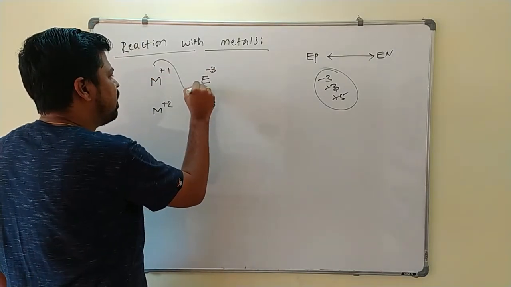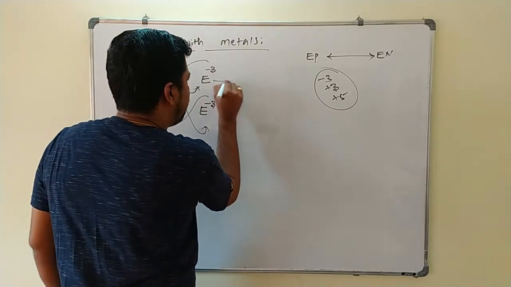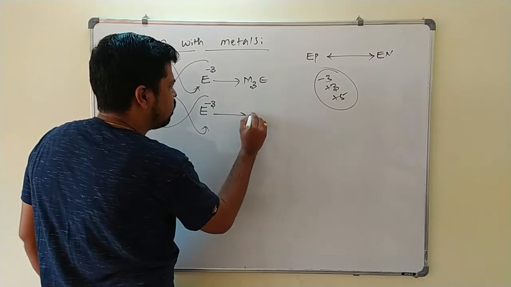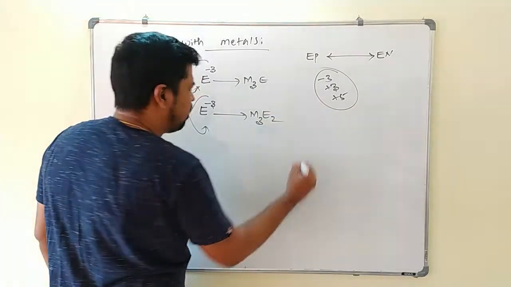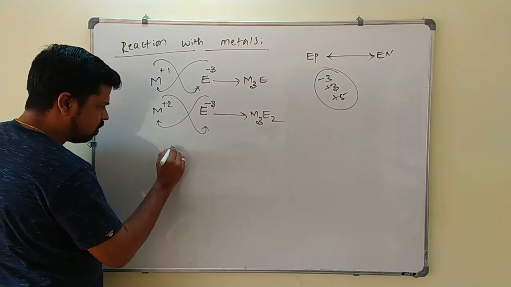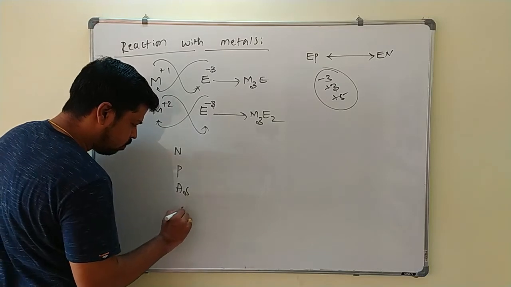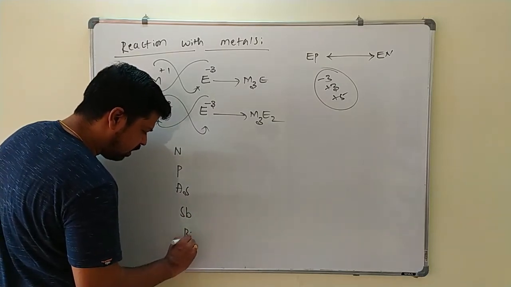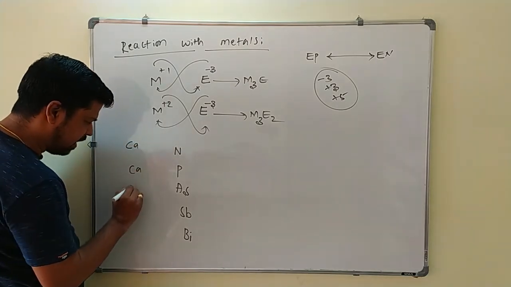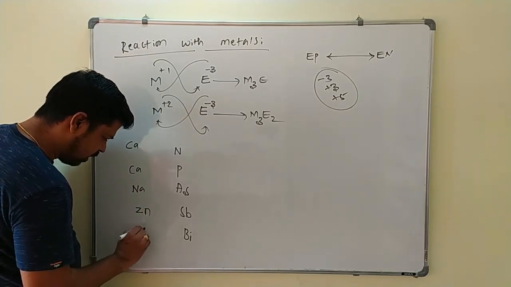This is -3 and this also -3. Now you cross multiply the charges like this. This you will get as an M3E type of compound, and this will be an M3E2 type of compound. Now we will react these group 15 elements with the metals. So I will take nitrogen, phosphorus, arsenic, antimony and bismuth. This is a group 2 element, again we will take calcium, and here also I will take calcium, sodium, here we will take zinc, and here I will take magnesium.